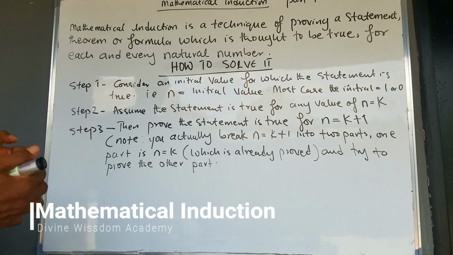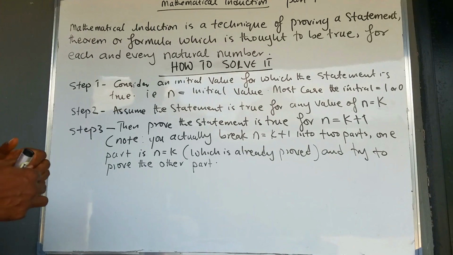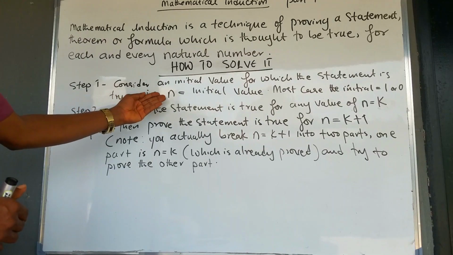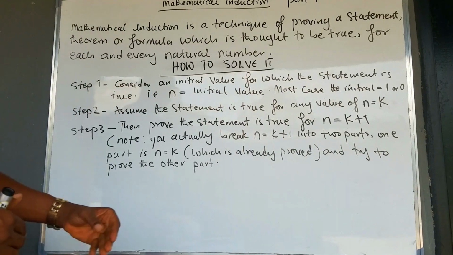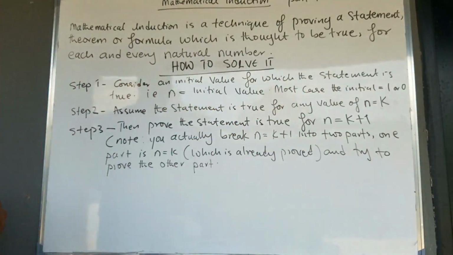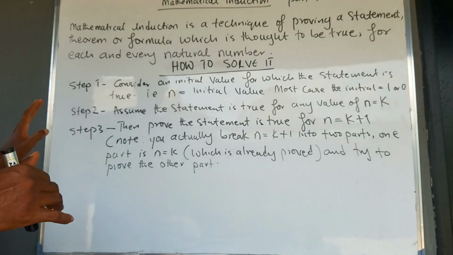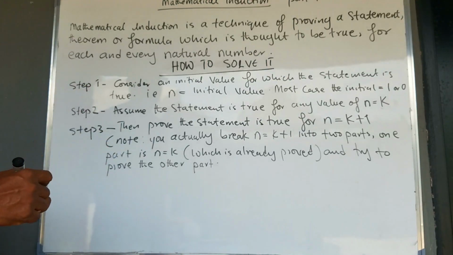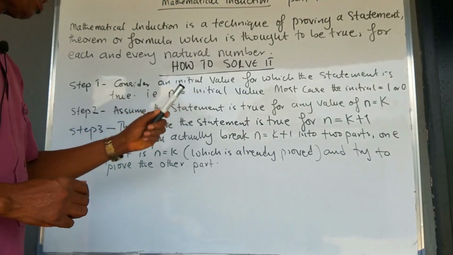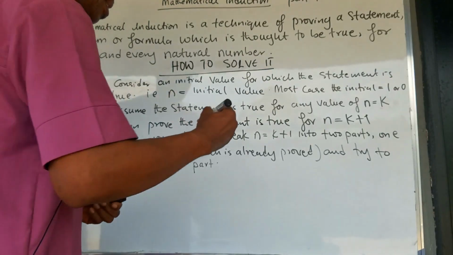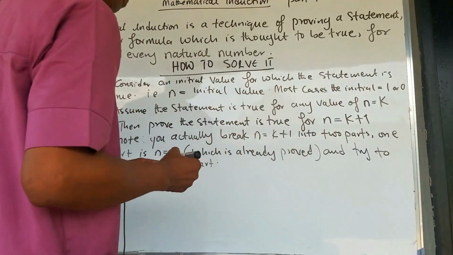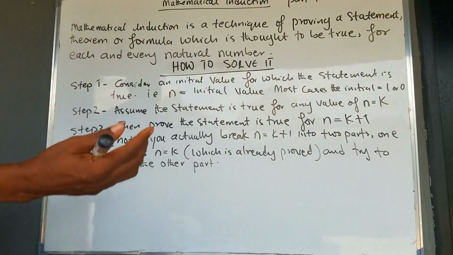Now the question is, how do we solve this mathematical induction? Before then, we have what we call the base value and the hypothesis. The base value has to do with the initial value of n, and the hypothesis has to do with the value of n equal to k plus 1. Step one is very simple mathematics. You consider an initial value for which the statement is true. In that case, n will be equal to the initial value. Most cases, the initial value can be 1 or 0, but mostly they use 1.